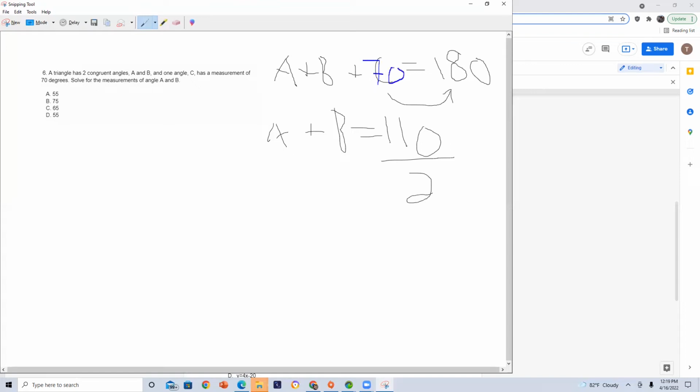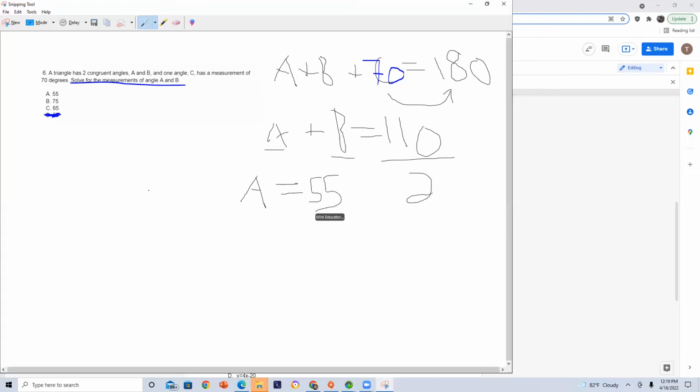So we don't want to divide this by half because this added together is 110. And then if you divide that by 2, that will give us the individual results for A and B. Yep, it wants individual results. And so here's what you do. You're going to divide by 2, and this would get you 55. So A equals 55, and B equals 55.